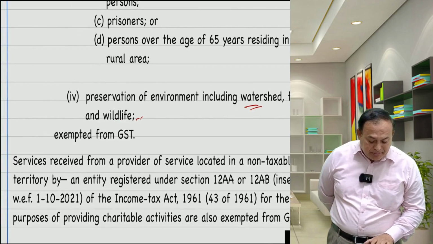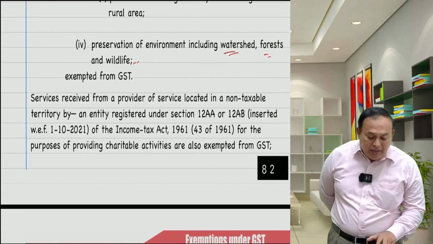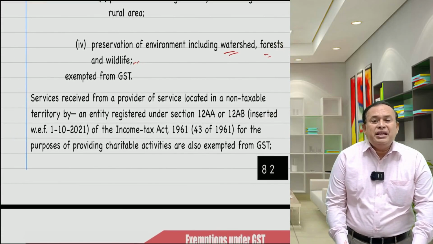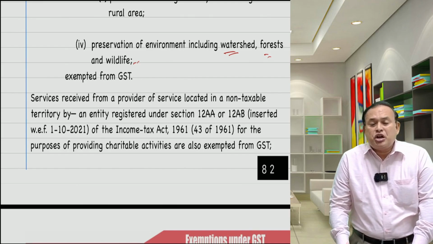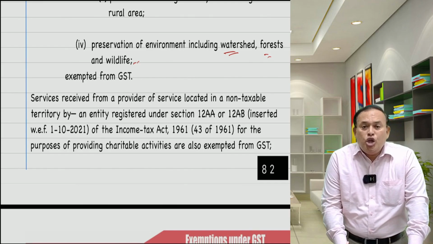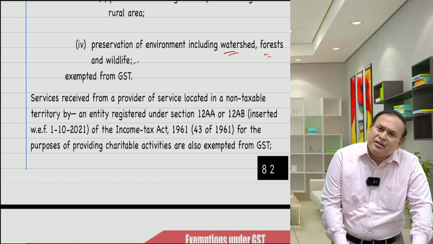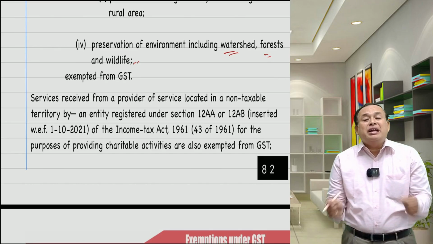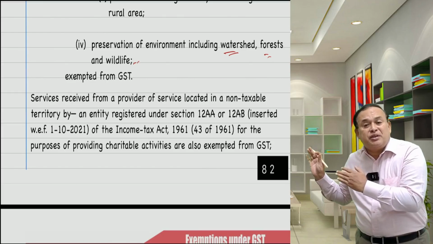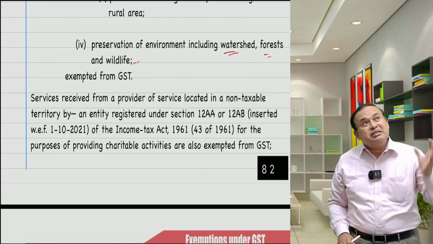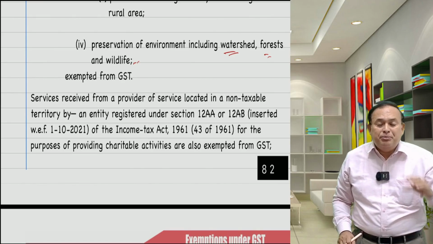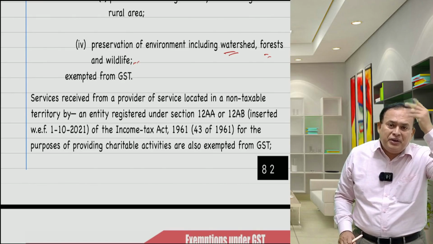Further, my dear friends, if such a 12AA entity or 12AB entity, being a charitable institution, imports services to provide the specified nature of services effectively in India, for which they receive the input services by paying the payment, that also qualifies for exemption.